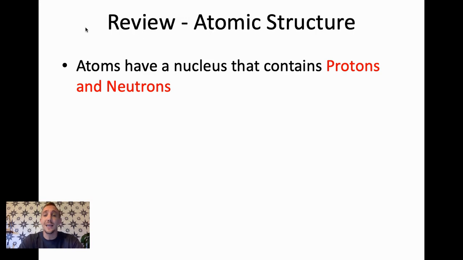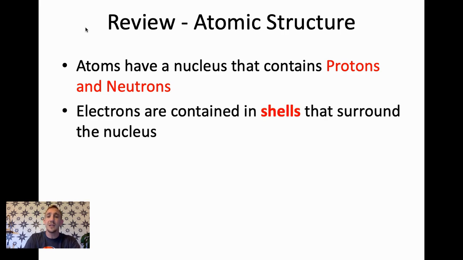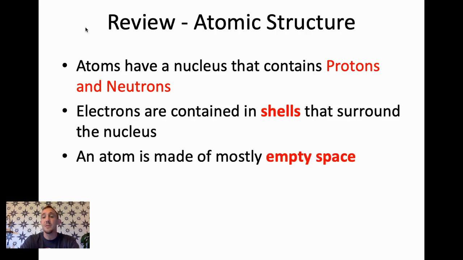Atoms have a nucleus that contains protons and neutrons. Just remember, that's at the center of the atom. If we were to compare it to our solar system, our sun is the center of the solar system, so you could think of our sun as the protons and neutrons in an atom. Electrons are contained in shells that surround the nucleus, kind of like planets around the sun with their different orbits. Electrons follow the same pattern. An atom is made up of mostly empty space, and that was due to Rutherford and his gold foil experiment, and so we know that.